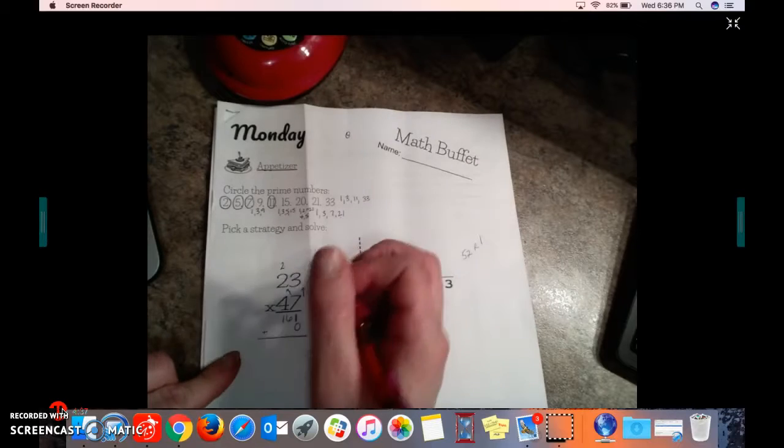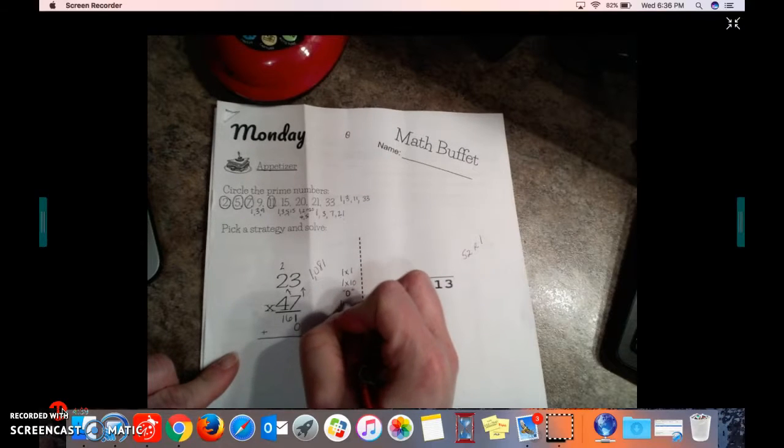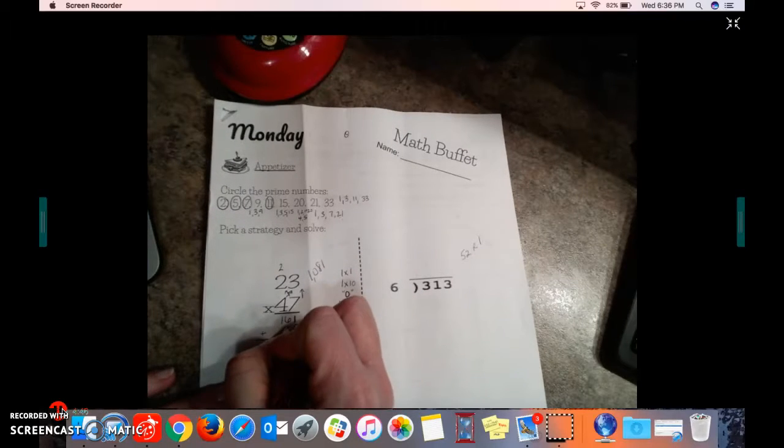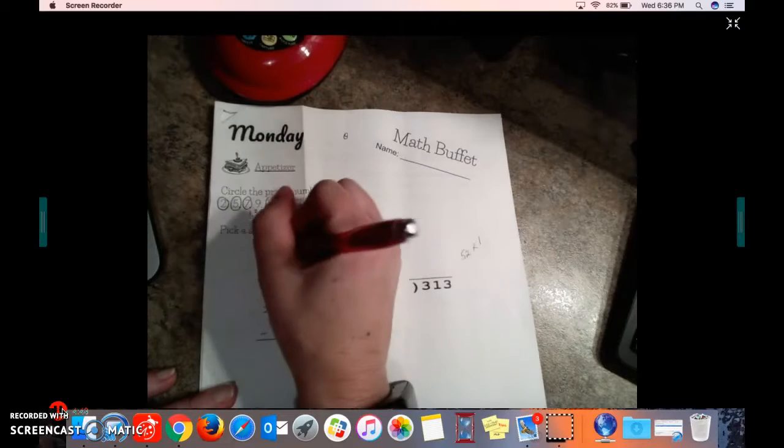The next step is going to be to move on to the 4. I'm going to multiply the 10s by the 1s. So I'm doing 4 times 3. 4 times 3 I know is 12. So my 2, which is in the 1s, comes down. My 1 goes up. Okay?